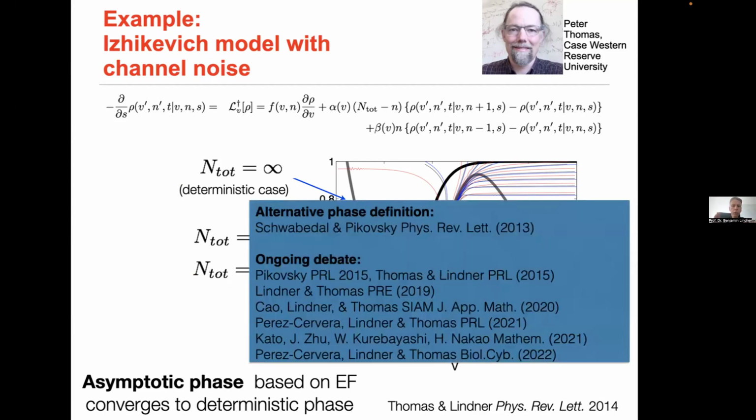Now, I should mention there this alternative phase definition by Schwabedal and Pikovsky also converges to the correct phase if you switch off the noise and you have a deterministic phase in the first place. We had a little bit of an exchange of arguments here. What is the better phase? They are different, the two phases, if you have a finite noise level, and it's still an open issue. What is now really the difference between them, and when is which phase more appropriate.